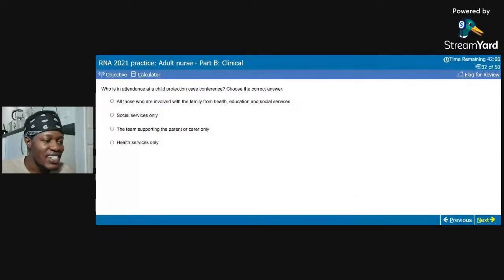Who is in attendance at a child protection case conference? Choose the correct answer. A says all those who are... A child protection case conference is like when there's a hearing, probably when they feel like a parent is not good enough to train their own children, or they feel like the child is unsafe for the parent. So that is when this kind of meeting is done.